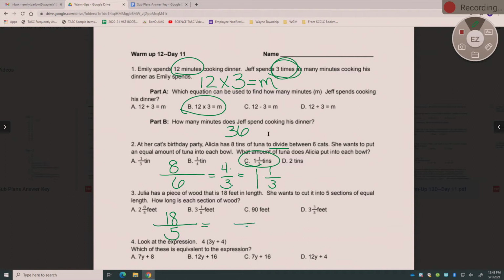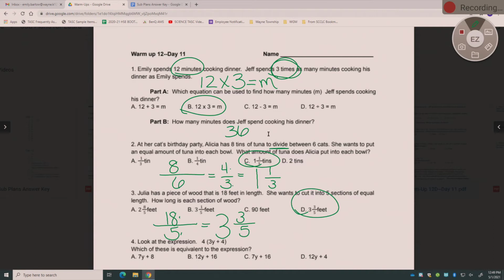So my denominator stays the same. Sorry, my whole number is how many times my denominator goes into my numerator. So 5 goes into 18 3 times with a remainder of 3. And that remainder becomes my new numerator. So 3 3/5 feet.